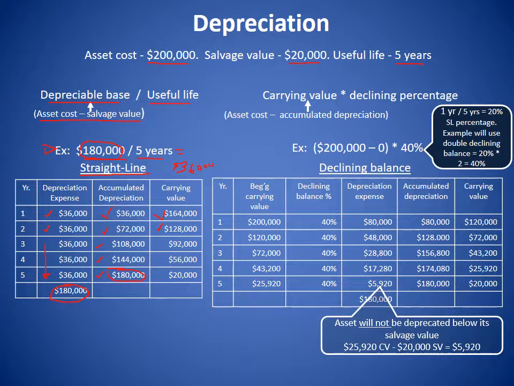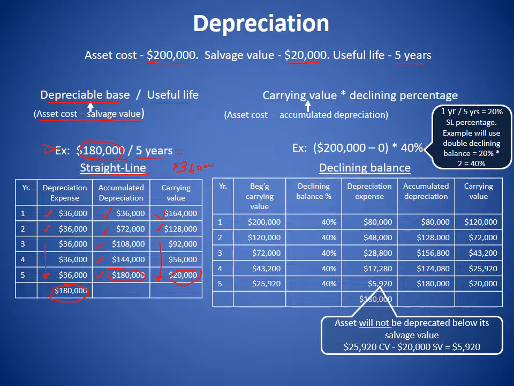So our accumulated depreciation expense should always be equal to our total depreciation expense for that asset. We also see that over the years, our carrying value now has been reduced to $20,000, which represents the amount of the salvage value of that particular asset.